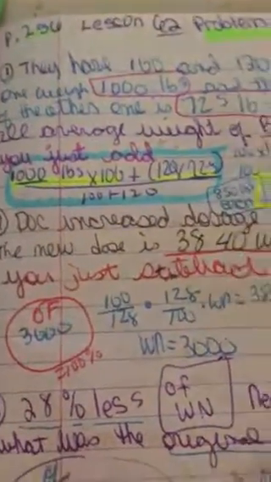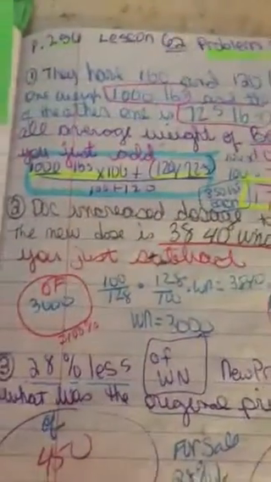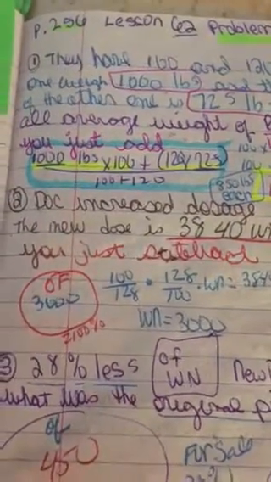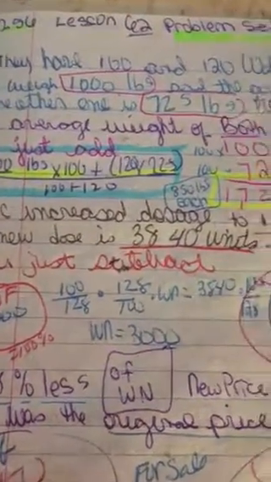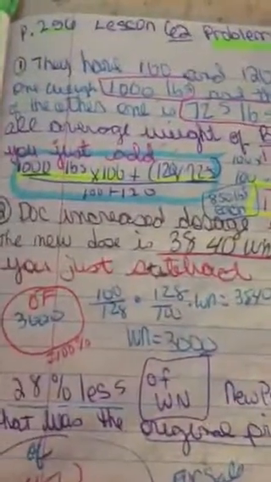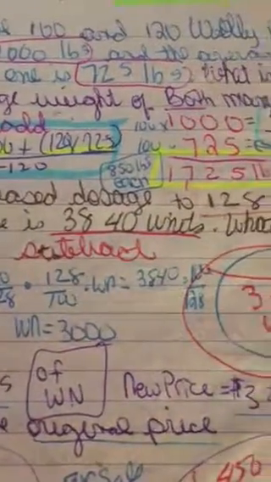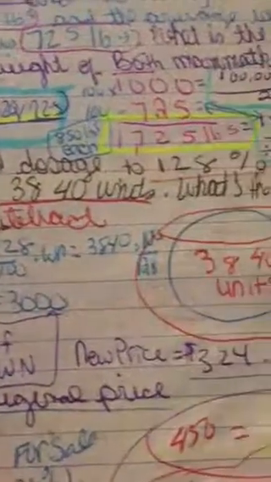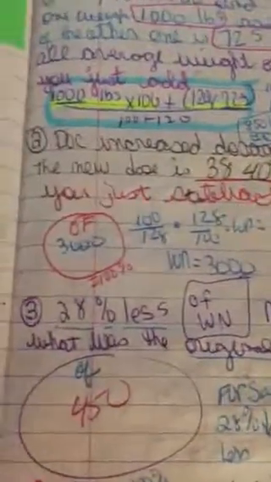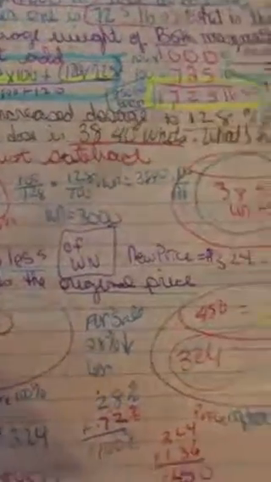Please turn to page 256 and look in your book, and this is the problem set for 62. So please read the questions. They have 100 and 120 mammoths. One weighs 1,000 pounds and one weighs an average of 725 pounds. They're asking, what is the total average weight of both of these mammoths? So it seems like a simple addition problem, doesn't it? But you have to, I'm going to take pictures of these, okay?